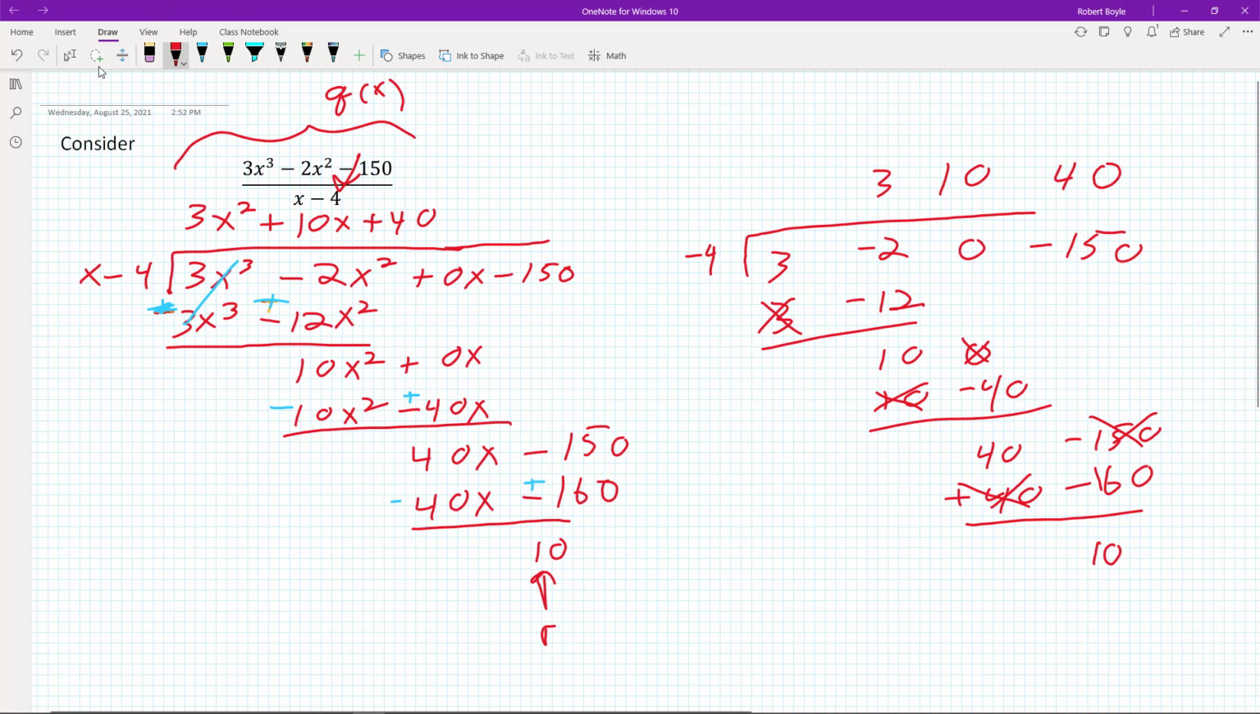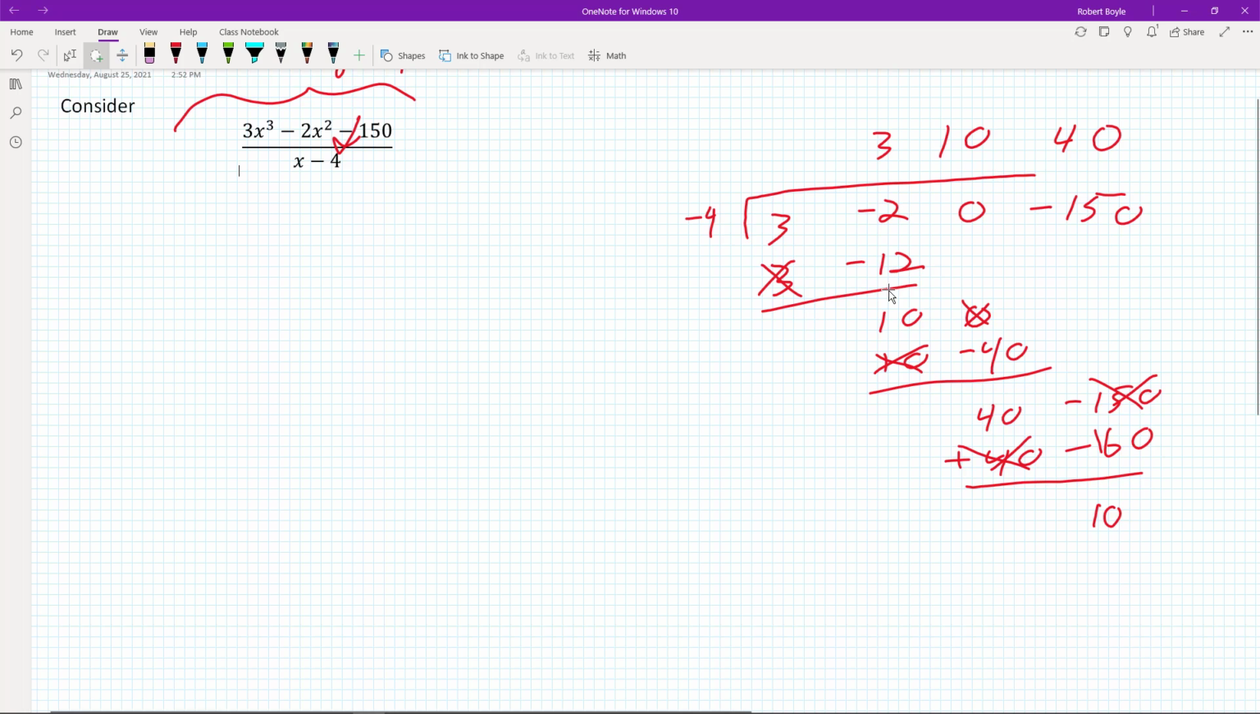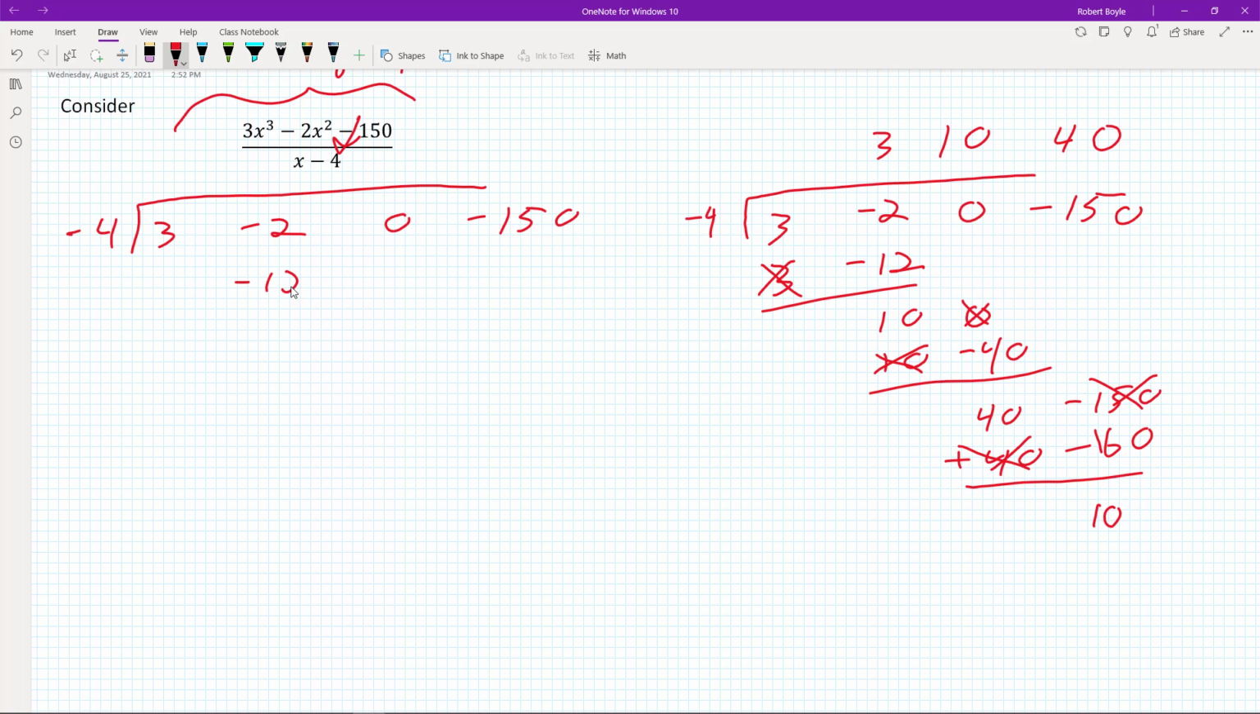I actually want to keep that there, so I'm going to lasso all this and make it go away. And if we do, what I can do is rewrite this as -4, 3, -2, 0, -150, and then I'm going to have a -12. I still have my line, my 10. I will have a -40 right here, another 40 here, another line. I will have a -160, and then I will have a 10.